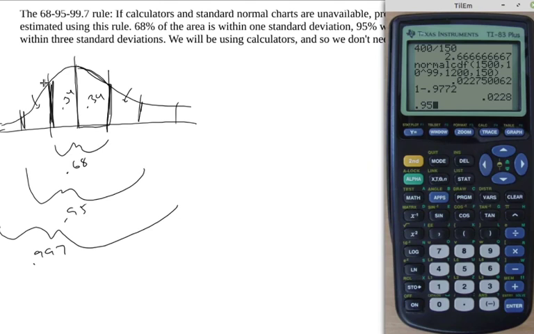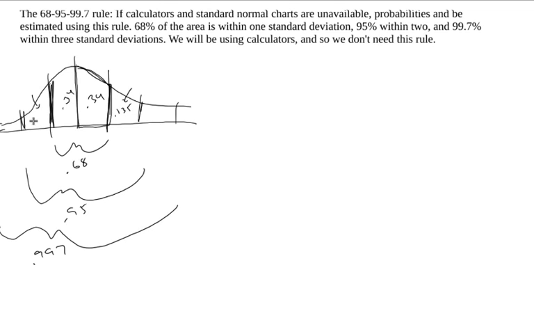0.95 minus 0.68, there's 27% of the total area left. That's split evenly between those because it's symmetric. So each of those must be 13.5%, 0.135. And similarly, you could figure out what the area in those parts are.